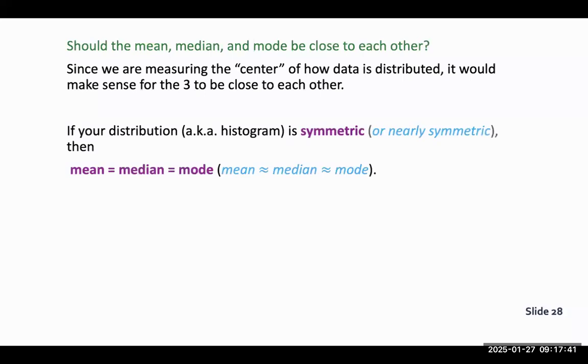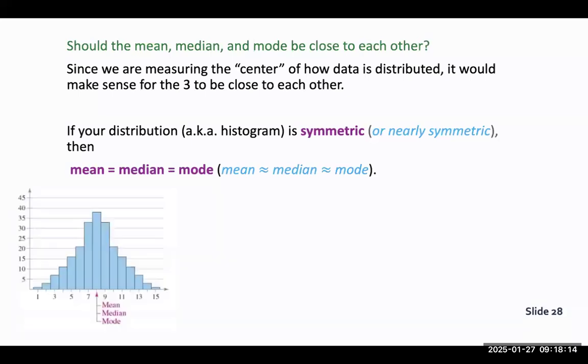So if your distribution, which is just another word for your histogram, that bar chart, whatever bar graph you come up with, is perfectly symmetric, then the mean is the median, which is the mode. However, most of the time, if we get a distribution, it's not going to be perfectly symmetric. I would call that nearly symmetric. And if it's nearly symmetric, meaning that some bars on the left and right might be taller than the bar on the other side, then the mean is about equal to the median, which is about equal to the mode.